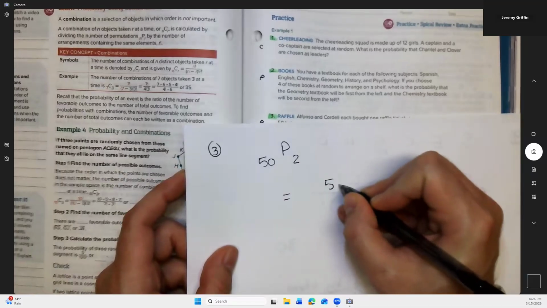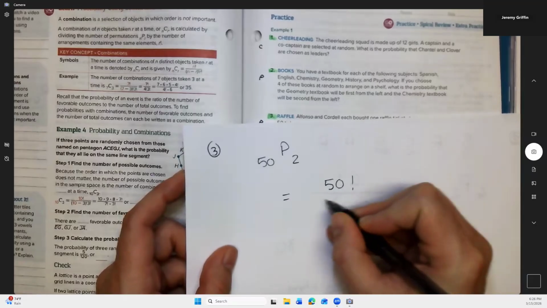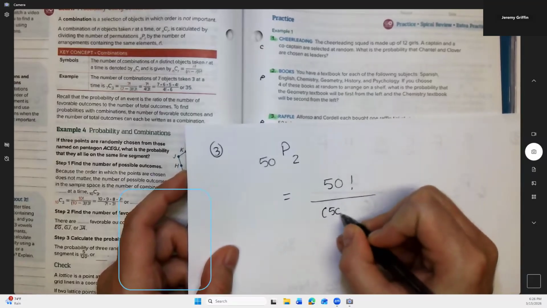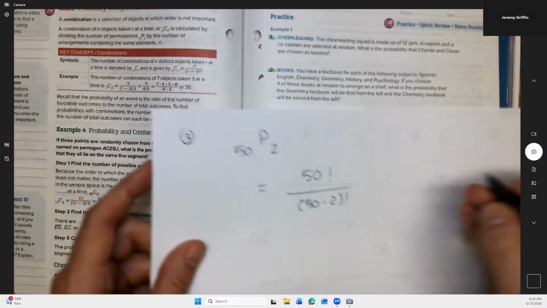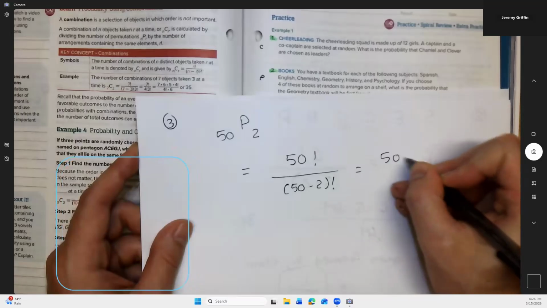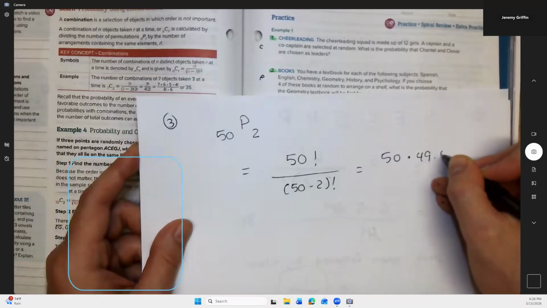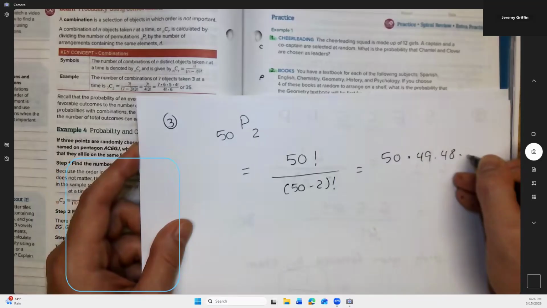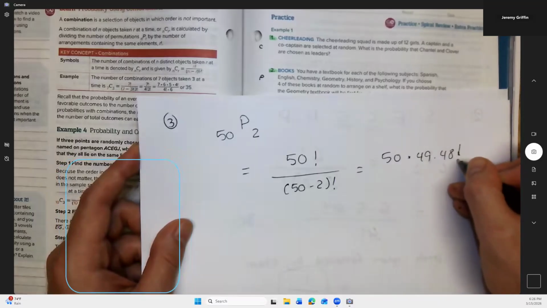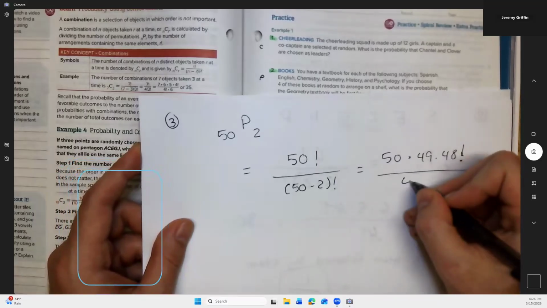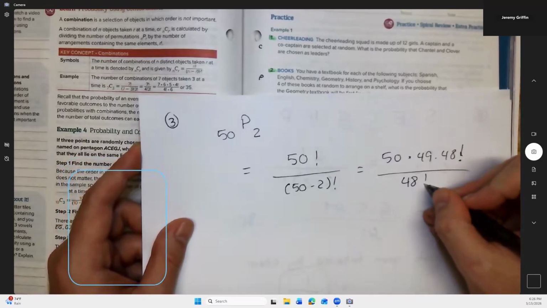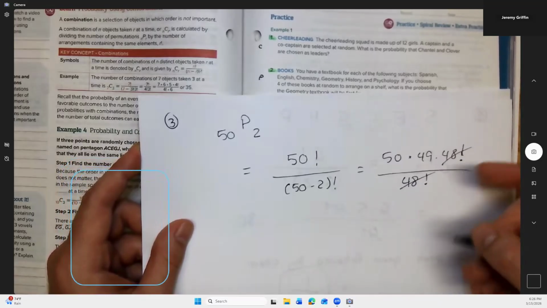So there are 50 factorial over 50 minus 2 factorial. Which is like 50 times 49 times 48 times 47, so on. So I'll just do factorial and cut right there. Then 50 minus 2 is 48, and that's factorial. So those cancel.